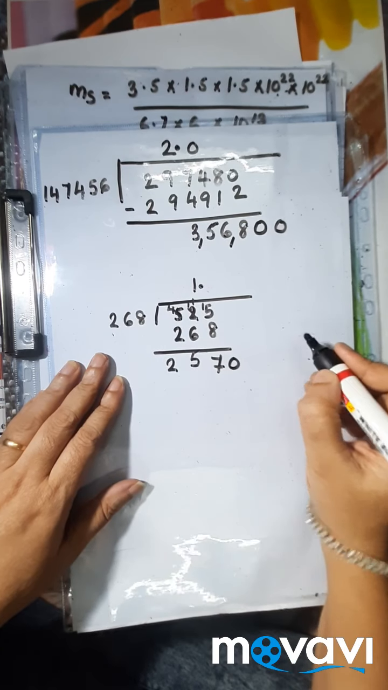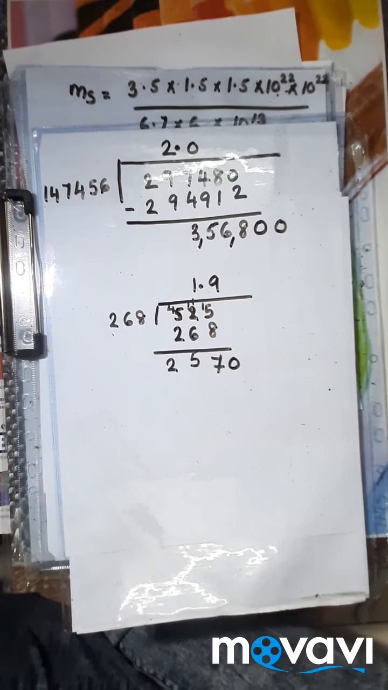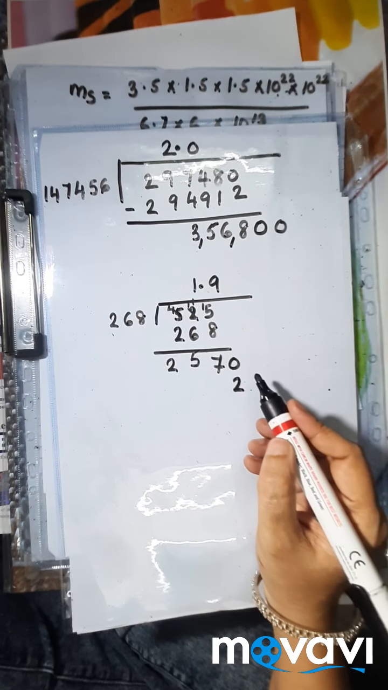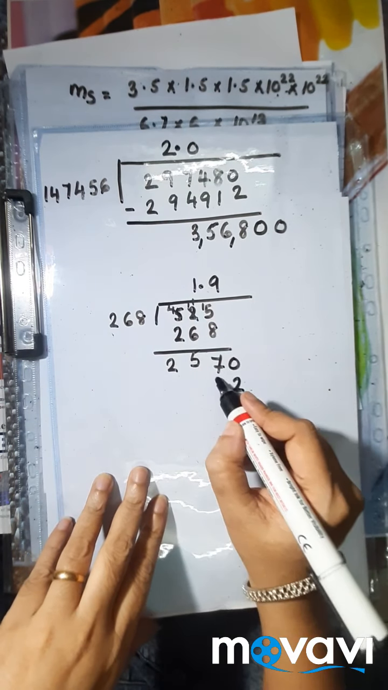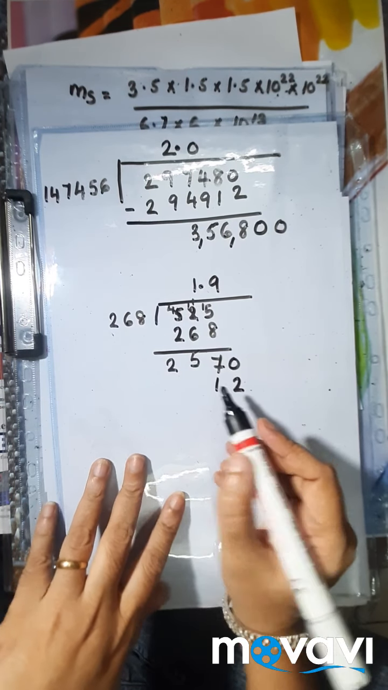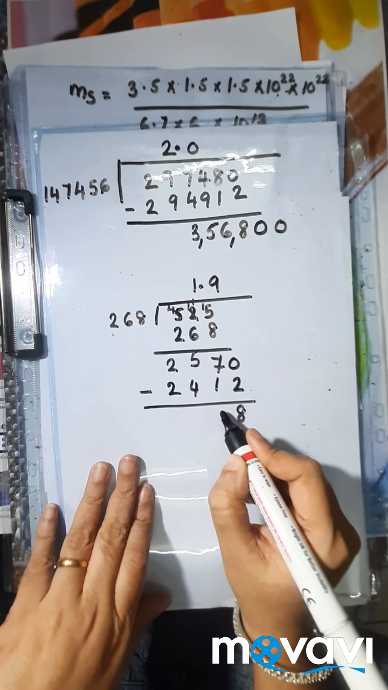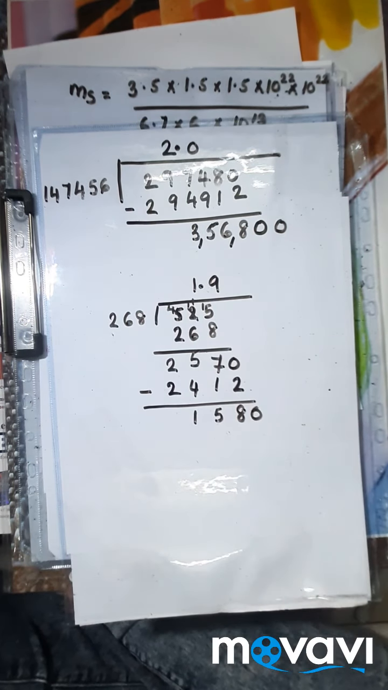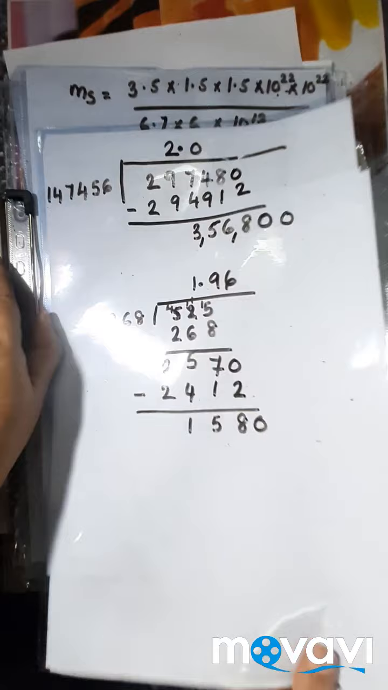Now obviously this will be 9 times, when you multiply, 8 9s are 72, 6 9s are 54, 54 plus 7 is 61. Okay, minus this you get 8, this you get 6 minus 1 is 5, and this is 1. Okay, now this will be 6 times. So you get 1.96.